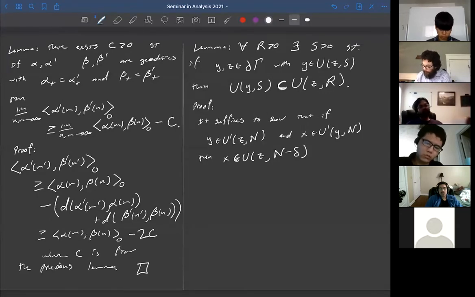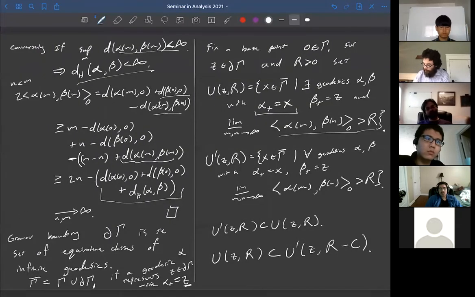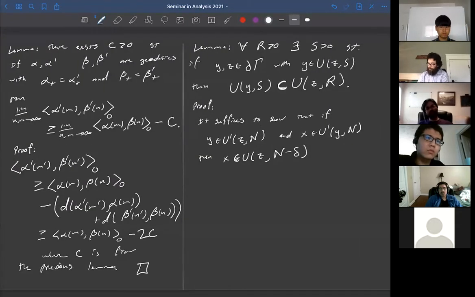Right, why is that? That's because, remember U prime was the things such that every geodesic, this was greater than R. But we know that if some geodesic is greater than S, then slightly enlarging this means that every geodesic is in there. And similarly here, we can just subtract this constant C from the previous lemma, and then there's no big deal there. And then we get that this is the exact thing. All right, so this is for each of us.